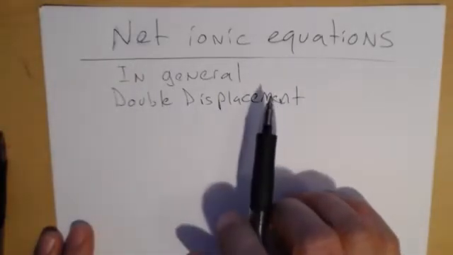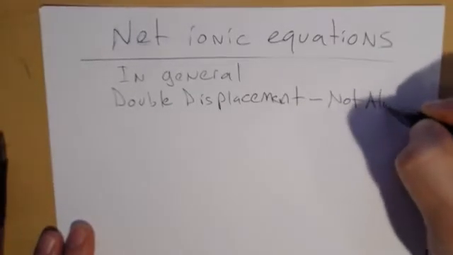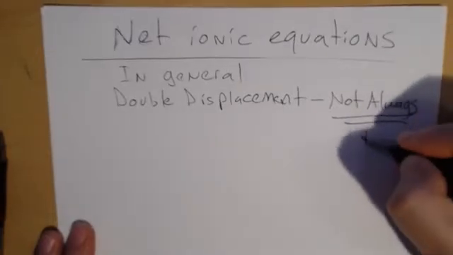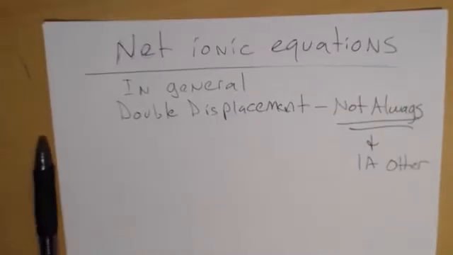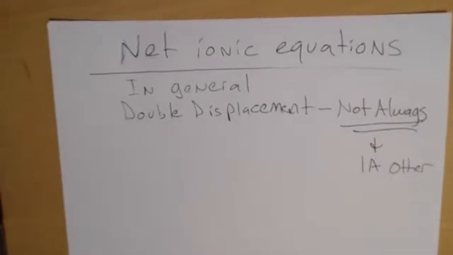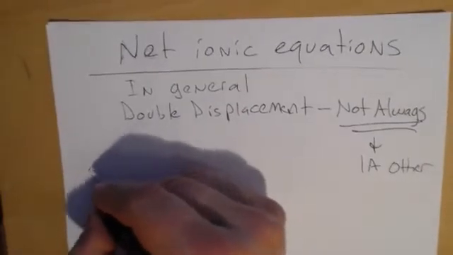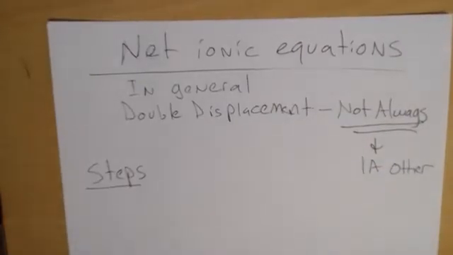In general, a lot of times they're double displacement, but not always. Especially in Chem 1A, you're going to learn other kinds, right? But in this class, I'd like to teach you the double displacement net ionic equations. And there's a set of steps for these. So let me write the steps. I did this in the lab, but I want to do it in here, and then apply it to some other types of net ionic equations. So I'm going to make it more general.